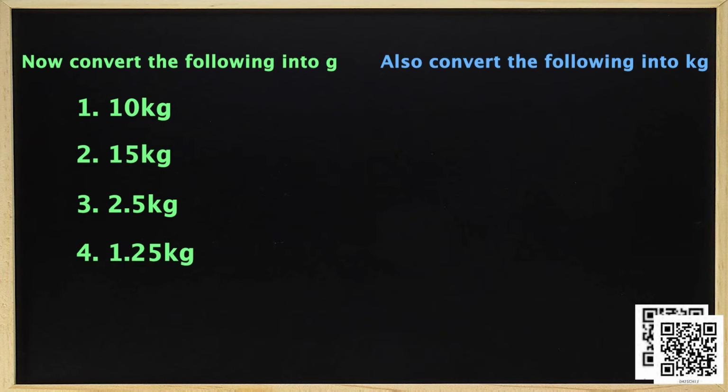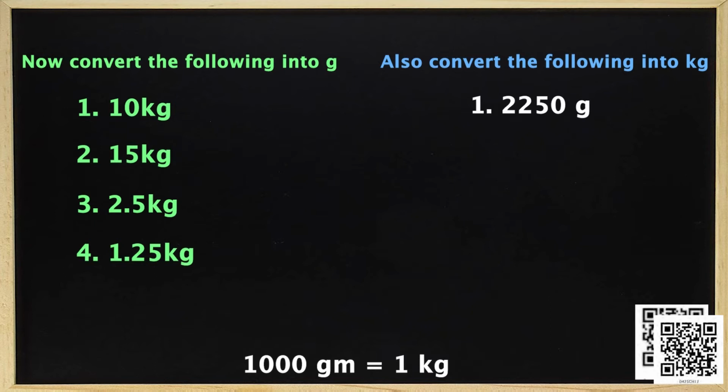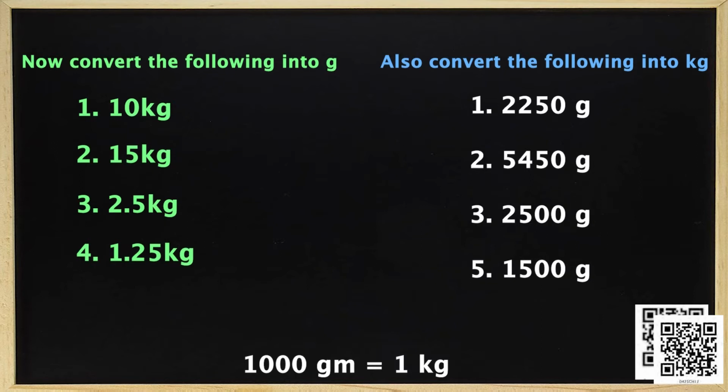Students, let us now convert grams into kilograms. You know that 1000 grams are equal to 1 kilogram. So, let us now convert 2500 gram into kilogram. Similarly, you convert the following into kilograms: 2250 gram, 5450 gram, 1500 gram. 2500 gram can be written as 2.5 kilogram.